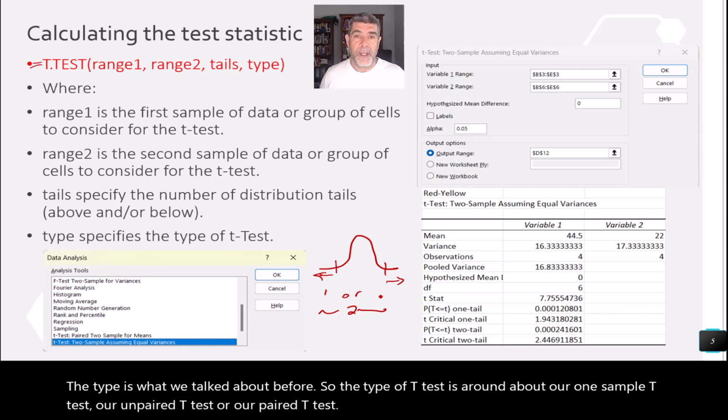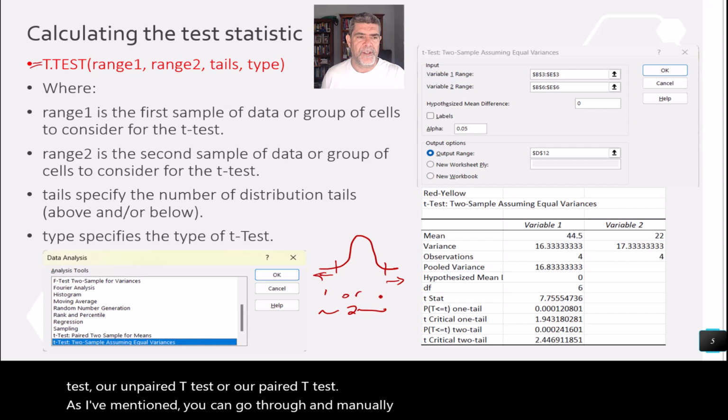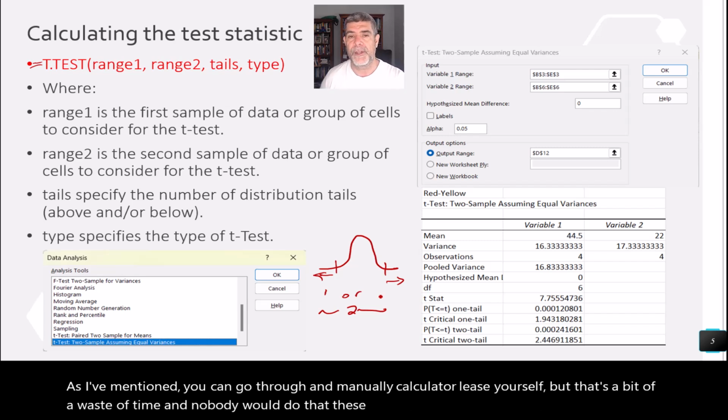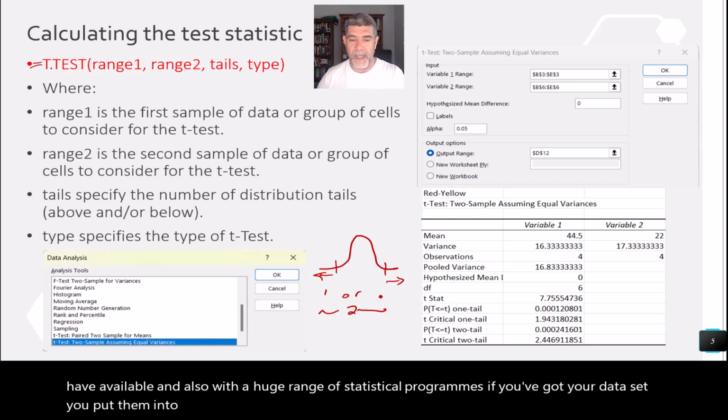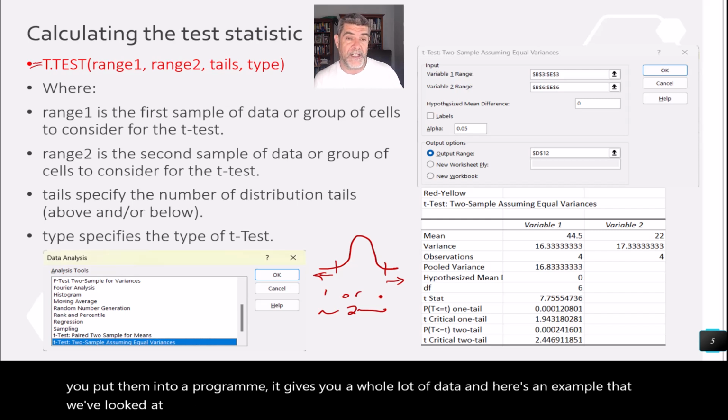As I've mentioned, you can go through and manually calculate all these yourself, but that's a bit of a waste of time, and nobody would do that these days, not with the computer power that we have available, and also with a huge range of statistical programs. If you've got your data set, you put them into a program, it gives you a whole lot of data. And here's an example that we've looked at previously. I've used Excel to generate this data.